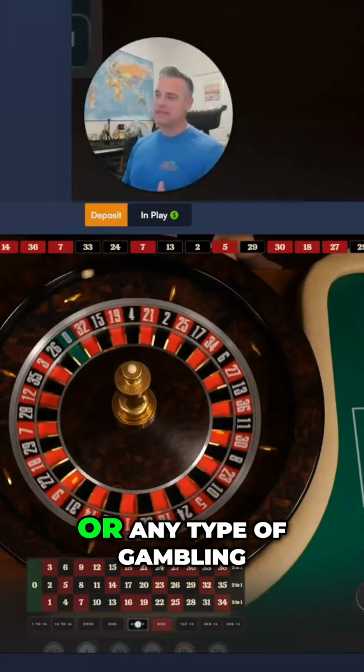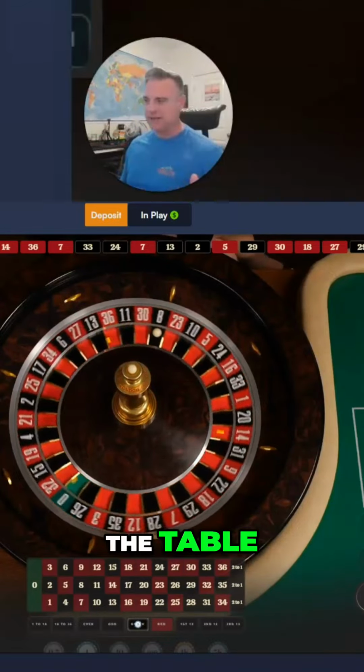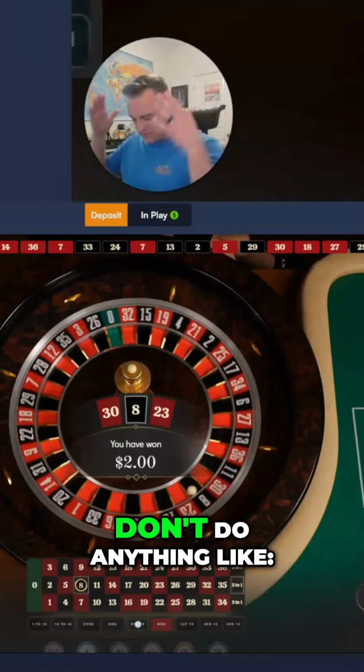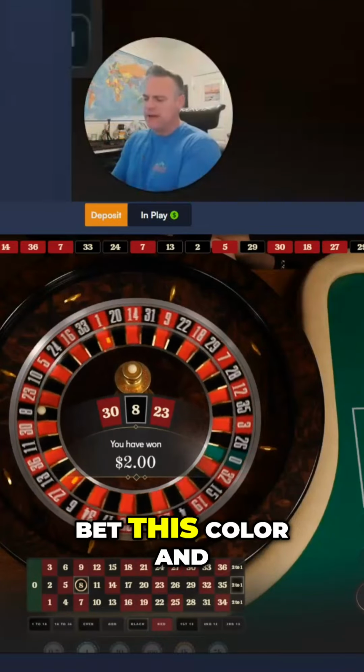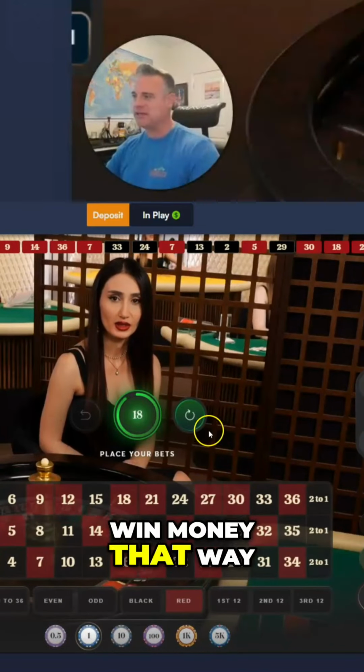The thing about gambling, or any type of gambling really, is that you want to pay attention to what's happening on the table. You can't just do nothing, like, I'm only going to bet this color and I'm just going to stay on that. That's a quick way to zero, right? You're not going to win money that way.